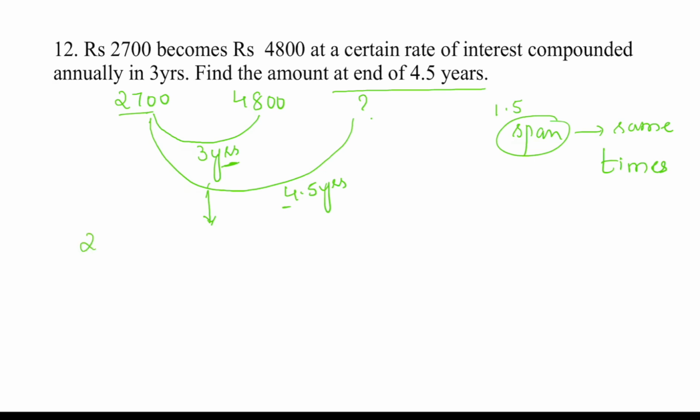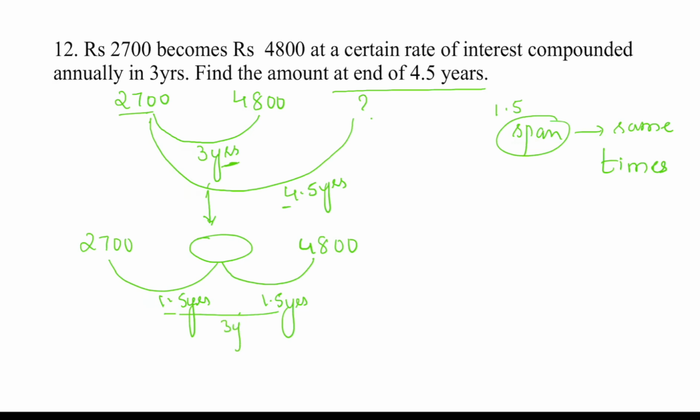So this 2,700 will become some amount after 1.5 years. We don't know that. And again after 1.5 years, it will become 4,800, because at the end, this is nothing but 3 years, isn't it? So we know that at the end of 3 years, it is becoming 4,800. Now, again after 1.5 years, how much will it become? Because all these 3 now together will be 4.5 years. So now the span is the same.